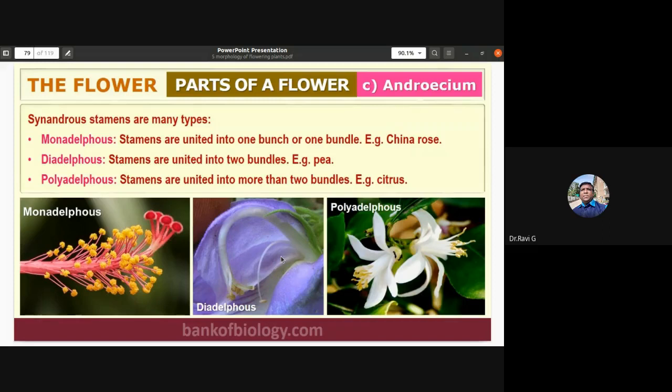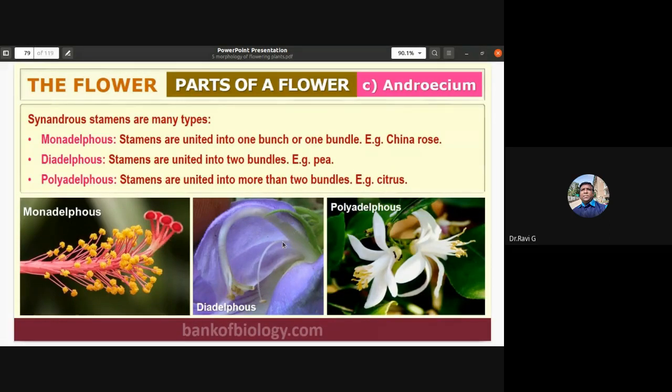not at the anther region. So they are fused only at the filament region and they form two bundles. Especially in the Fabaceae family, we call this arrangement 9 plus 1. We put 9 within brackets plus 1 outside. Can you see one stamen is completely free? That is one bundle. The remaining 9 stamens are fused at the filament and form a single bundle.